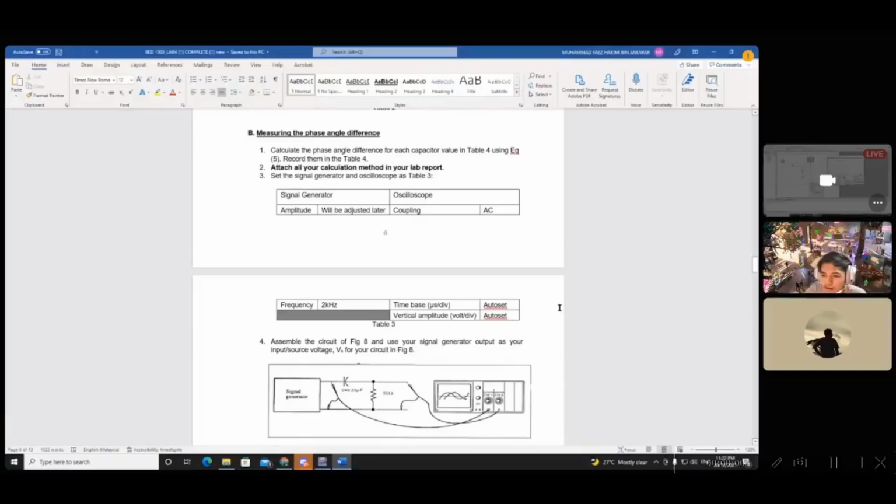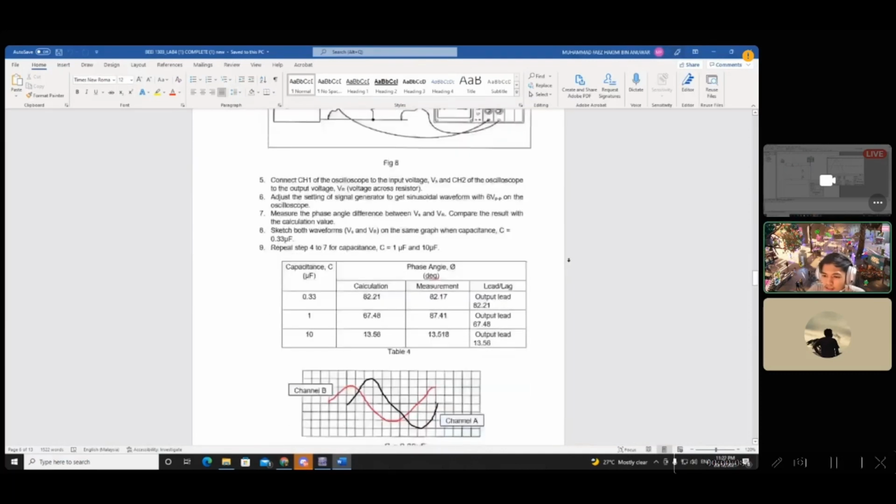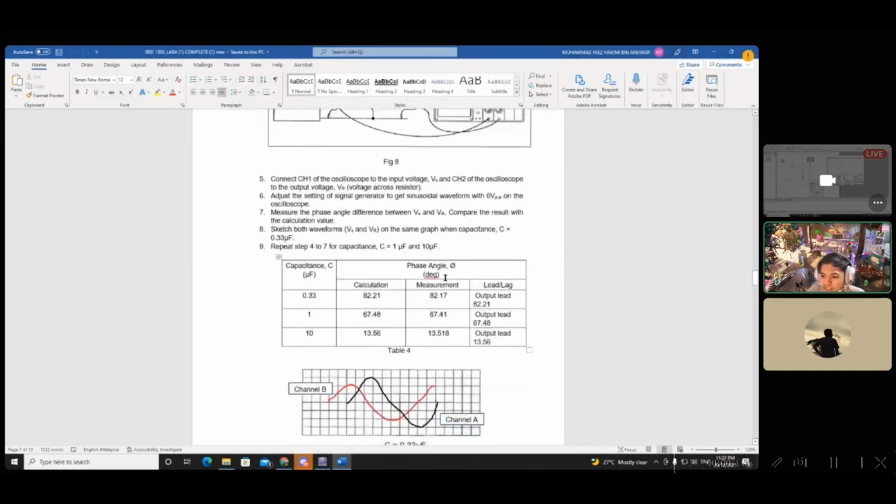That's all. For part B, measuring the phase angle difference, the task is to find the phase angle. There are two ways to find the phase angle: first using calculation and second using measurement. I will explain the first one. Calculation: you need to use the formula shift tan multiplied by Xc over R, where the Xc value you must find using the formula 1 over 2 pi fC. When you get the value, you just put it into the formula.